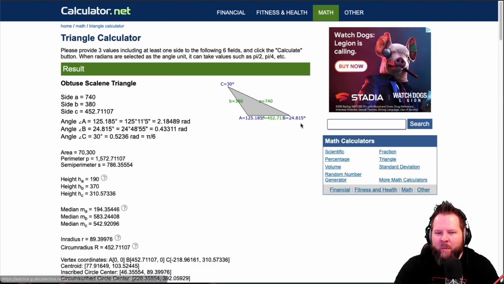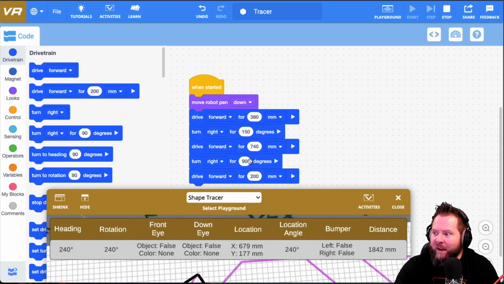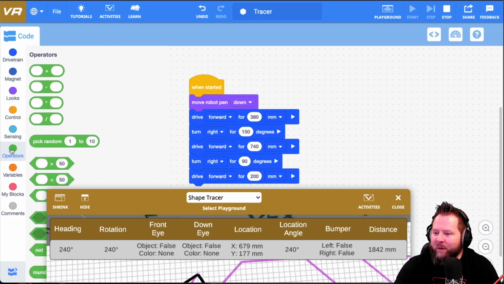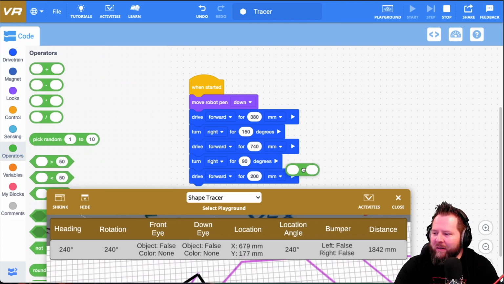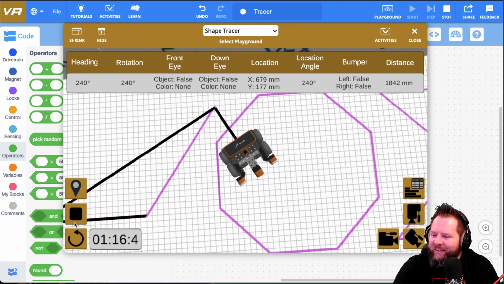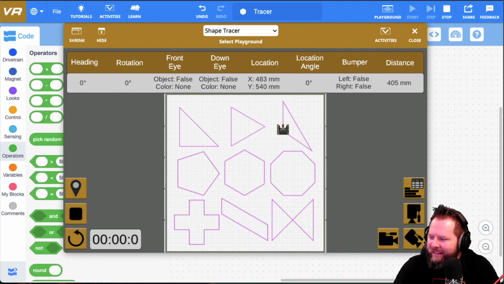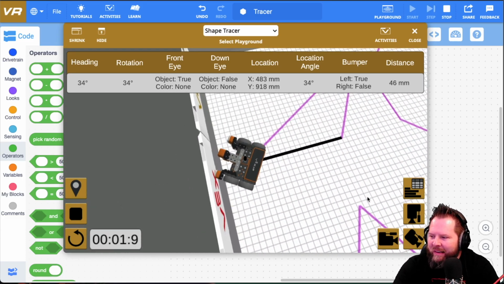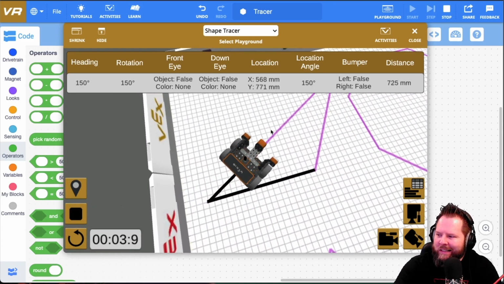So let me remember that, 24.815. I'm going to find an operator here, the subtraction. 180 minus 24.815, I think. All right, let's go ahead and refresh and try that and make sure that we are on the right track here.